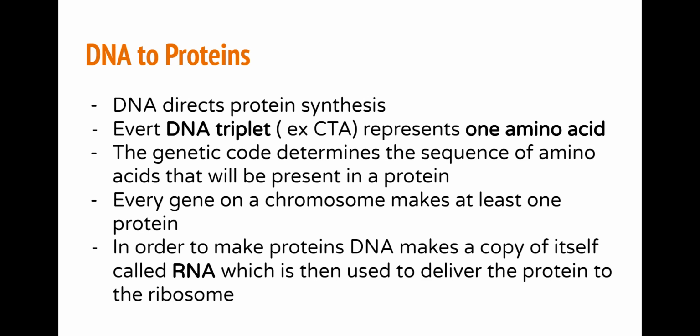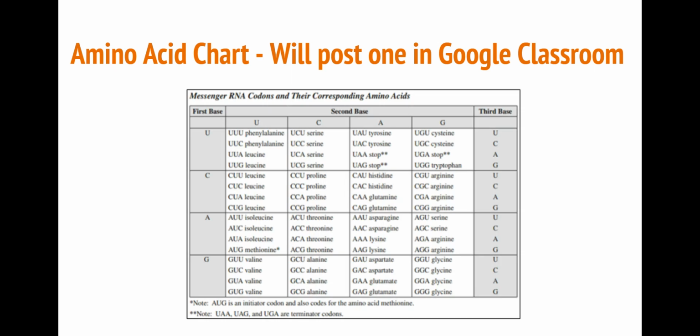Every DNA triplet, and remember, a triplet is 3 letters long, CTA is an example, actually represents one type of amino acid. The genetic code determines the sequence of amino acids to make that protein. So your DNA tells your body what proteins to make. Every gene on the chromosome makes at least one protein. In order to make proteins, DNA has to make a copy of itself in something called RNA, something new that we don't know yet, but we're going to learn about it. RNA is single-stranded, not double-stranded like DNA, and it has some different characteristics.